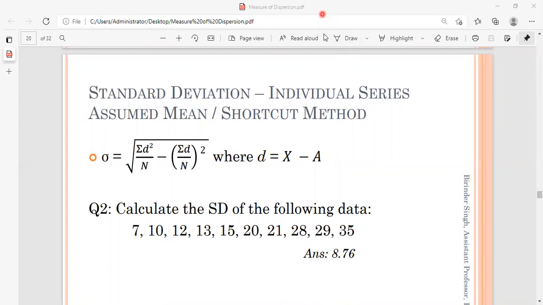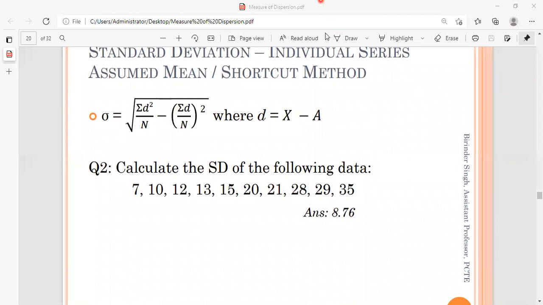So I am not prioritizing the teaching of all these formulas. It has no more meaning for you, because you are medical practitioners. You have to learn at least one commonly used method for the computation of standard deviation.